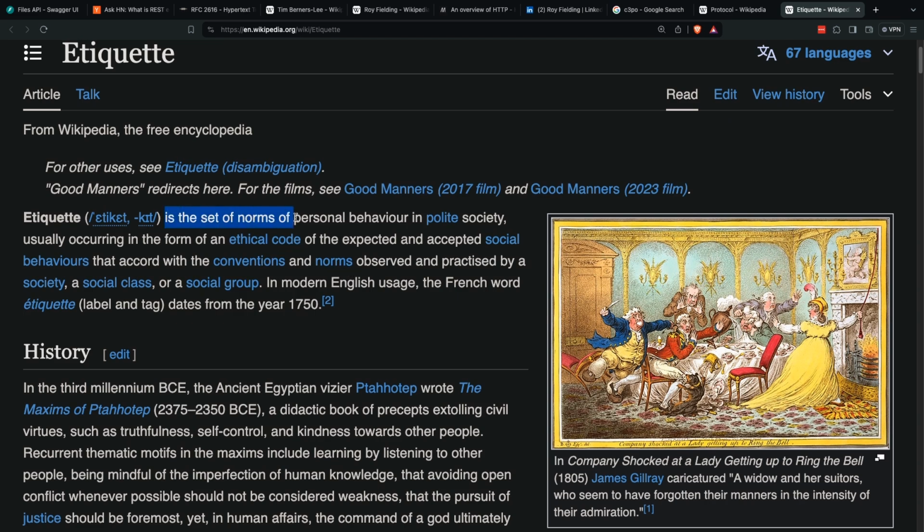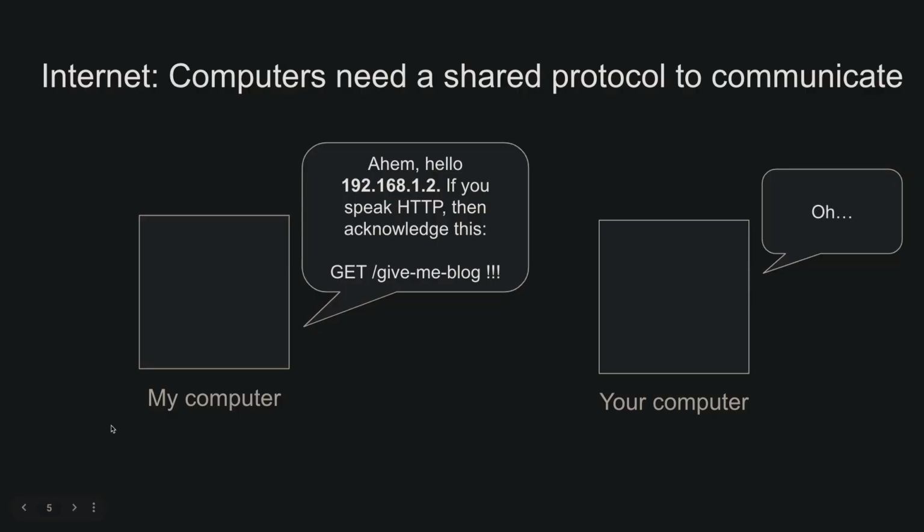Etiquette is the set of norms of personal behavior in polite society. I don't think the author of this page had computer networks in mind when they wrote this definition of etiquette, but it's actually a really good definition, even when we're talking about computer networking. If I'm going to send you a bunch of bytes, we should probably agree on some norms or standards that we're going to follow with our bytes so that you know what to do with them when I send them to you. This is the purpose of the Hypertext Transfer Protocol, HTTP, which is the most common protocol that computers use to send and request data, especially documents, back and forth between each other.